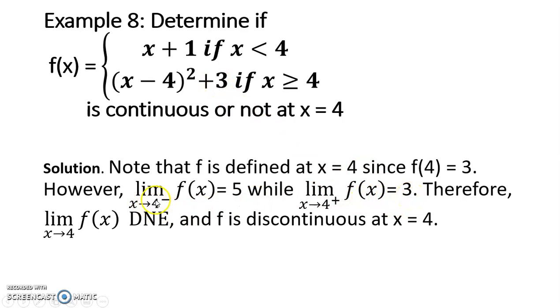So, since magkaiba yung value na ina-approach ng function, as we approach 4 from the left and from the right, sa discussion natin ng limits, ang sabi natin, pag ganito ang case, limit does not exist. So, the second condition is not satisfied in the three conditions for continuity. Therefore, f is discontinuous at x equals 4.